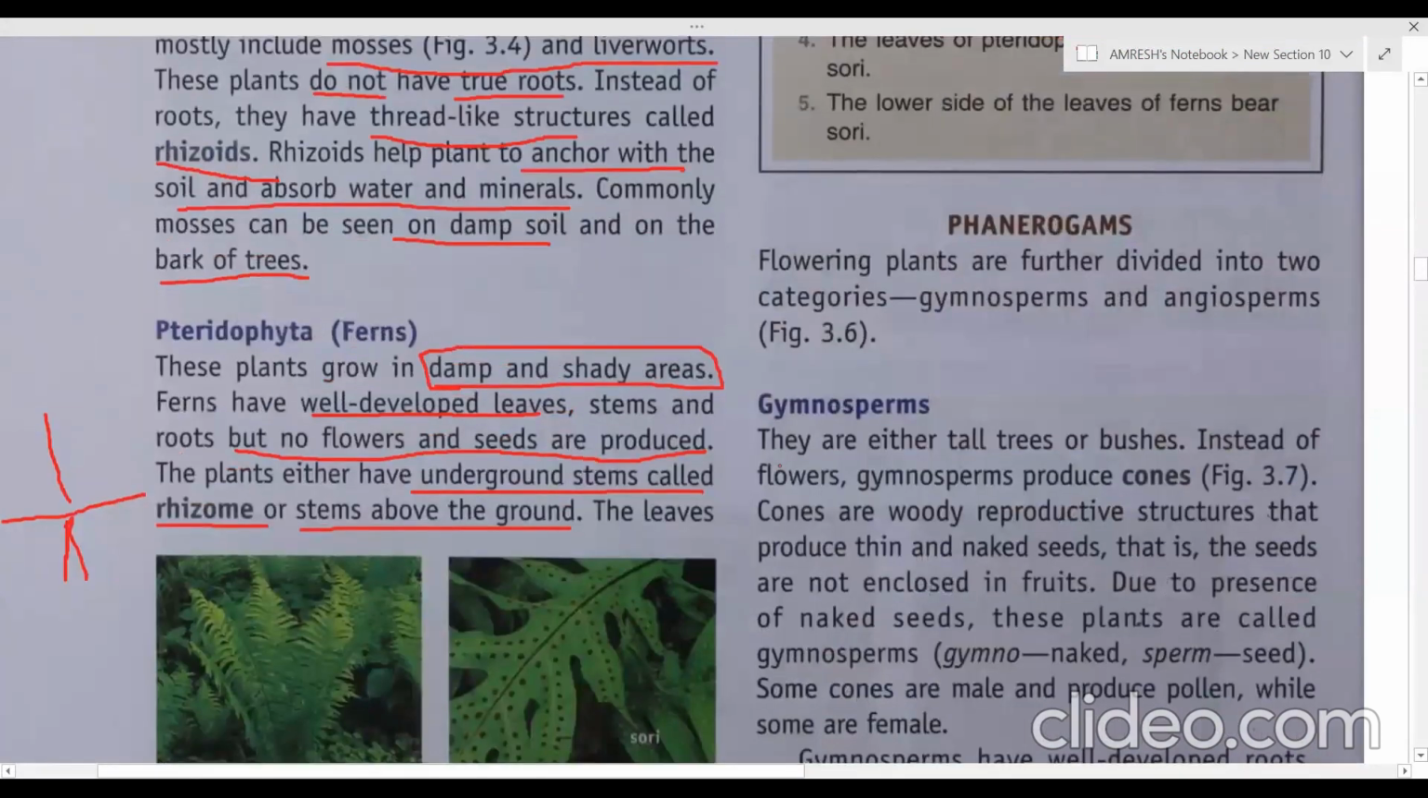So here you have completed the cryptogams. Next is your phanerogams. Phanerogams means flowering plants. And these are divided into two categories: gymnosperms and angiosperms. Gymnosperms means the plants which do not produce covered seeds. Angiosperms mean the plants which produce covered seeds. So on the basis of the seed covering, we have divided them into two categories. But all the plants in the phanerogams produce flowers. That's why they are called flowering plants.